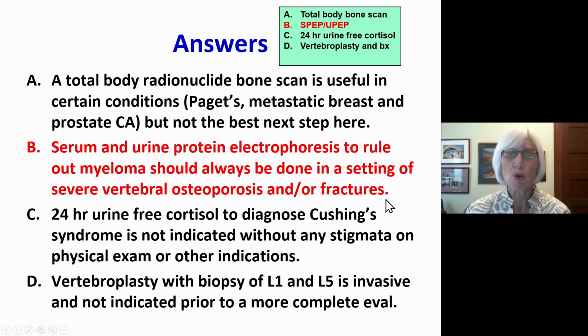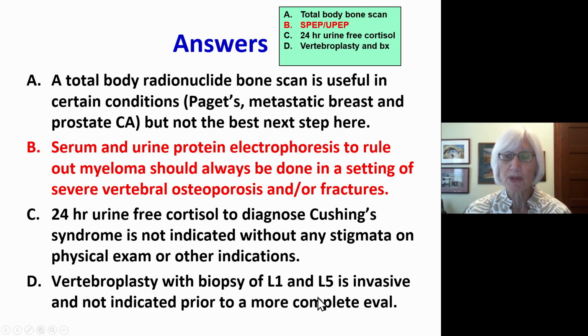24-hour urine free cortisol to look for Cushing's would be a good thing to do in a patient who had any stigmata like striae or supraclavicular fat pads, a round plethoric face, central obesity, who presented with, in particular, vertebral osteoporosis or fractures, but she did not have this, and that was not the correct answer.